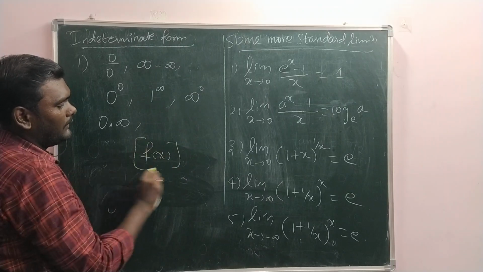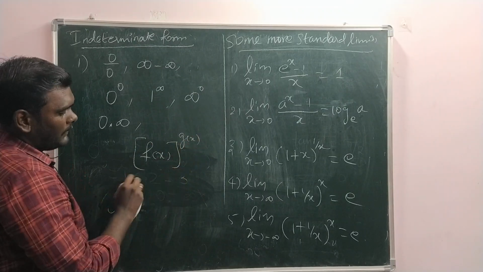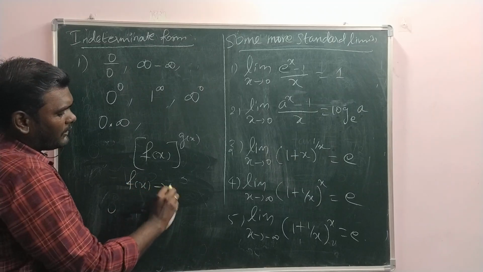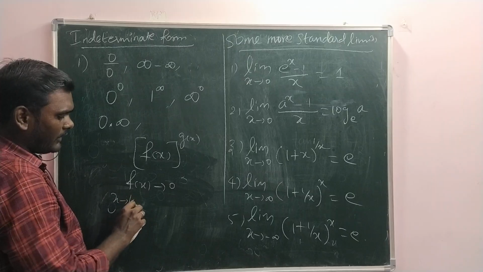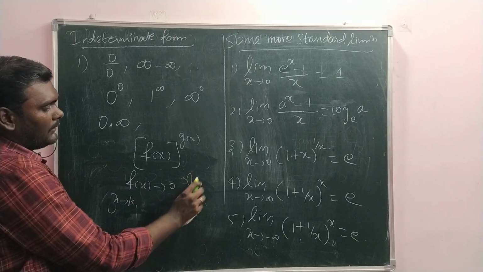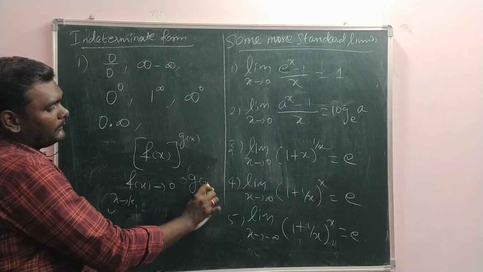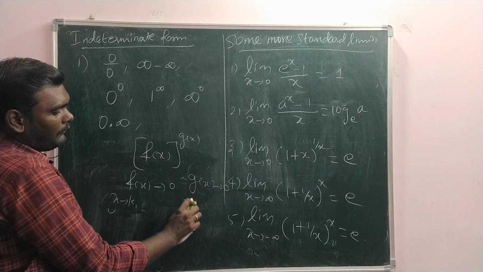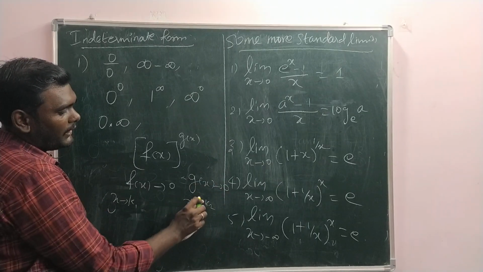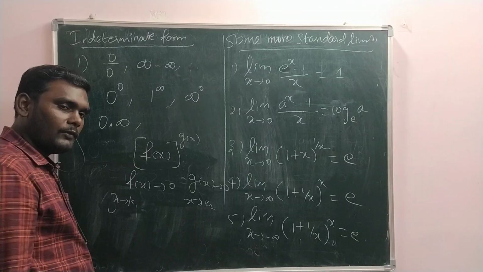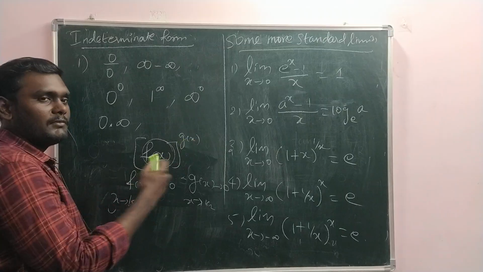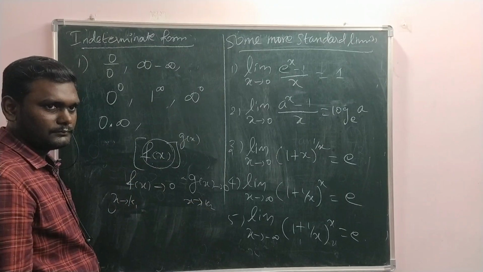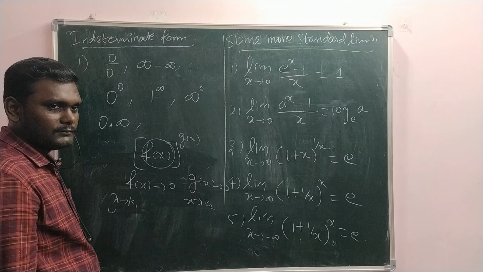f of x power g of x. Suppose f of x is approaching 0 as x approaches some value k1, and g of x approaches 0 as x approaches some k2. They are not the same numbers, but based on the behavior of the functions, which one will become 0 first, we don't know.